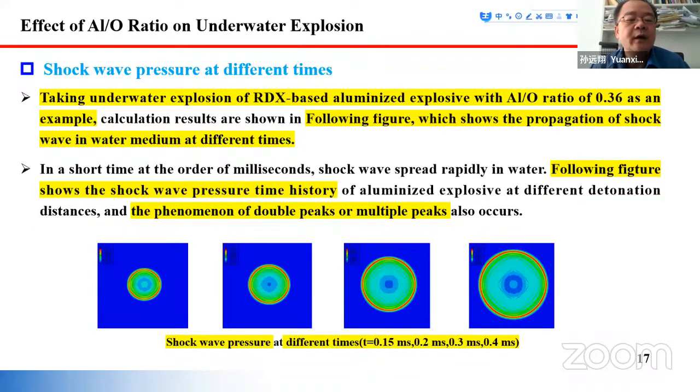Here we show the shock wave. We take the underwater explosion of RDX-based aluminized explosive with a ratio of 0.36 as an example. The following figure shows the propagation of the shock wave in the water medium at different times. The following figure shows the shock wave pressure time history, and the phenomenon of double peaks or multiple peaks also occurs.